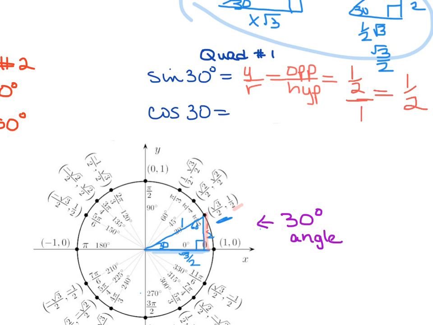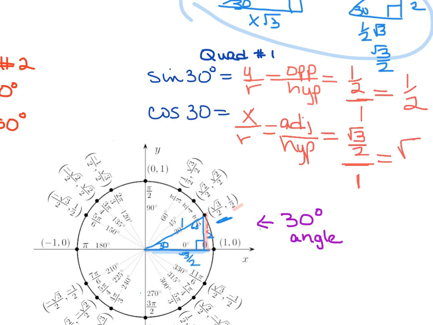Let's do cosine. Cosine is going to be x over r, or adjacent over hypotenuse. So again, adjacent is going to be the root 3 over 2, and the hypotenuse is 1. Again, anything divided by 1 is itself. What we're going to find from this unit circle is all of the values of sine are going to be the y of the coordinates, and all of our cosines are going to be the x of that coordinate.